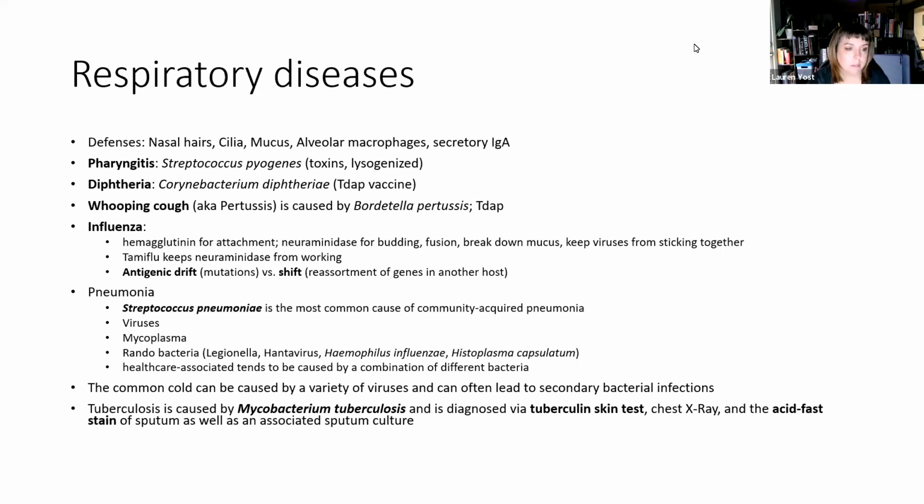All right, next we're going to talk about pneumonia. This is another syndrome. The most common cause of community-acquired pneumonia. So community-acquired is just non-hospital acquired. The most common cause is going to be Streptococcus pneumoniae. We mentioned this before when we talked about meningitis, right? So this guy is the most common cause of community-acquired pneumonia, as well as meningitis.